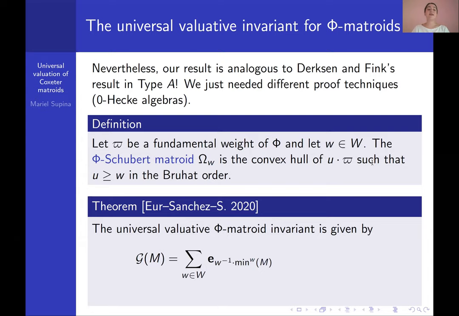Another way to think about this, just like in type A, is that we have these matroids called Coxeter-Schubert matroids. We get these by choosing a minimal element W of the reflection group and a fundamental weight, and then taking the convex hull of U acting on the fundamental weight for all U that are bigger than W in the Bruhat order. Our universal valuative matroid invariant is the same as summing over all the Coxeter-Schubert matroids such that, for some translation or permutation of that matroid, it contains M. So that was our result about the universal valuative invariant of Coxeter matroids.